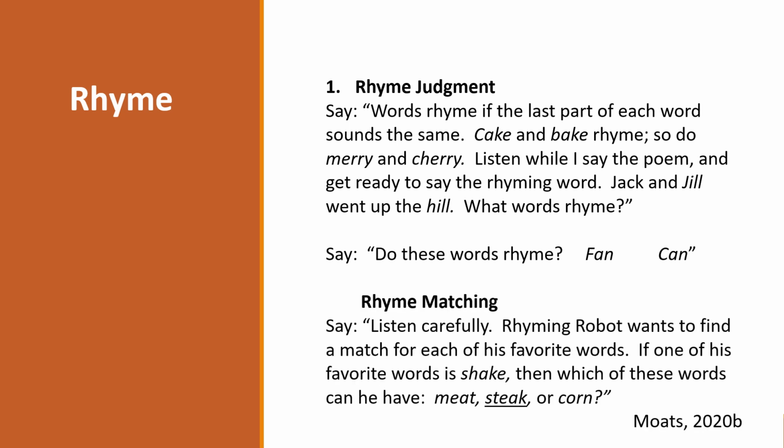In rhyme matching, there are options to choose from. Say, listen carefully. Rhyming Robot wants to find a match for each of his favorite words. If one of his favorite words is shake, then which of these words can he have? Meat, steak, or corn? Notice that children with poor auditory memory or attention issues may have difficulty holding the first word and the three options in their short-term memory. Be sure to provide picture cards.